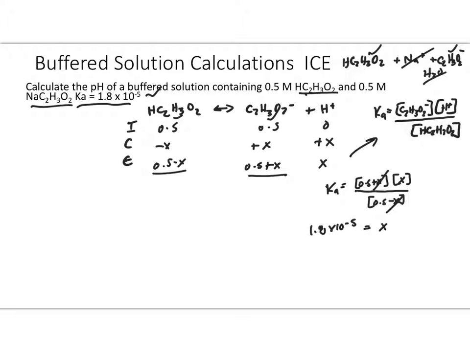When we do that, we end up with a very small percentage of error, 3.6 times 10 to the negative third percent. So we fall within the confines of what's acceptable. Then we plug this into our pH calculation, which gives us 4.74 as our pH for our buffered solution.